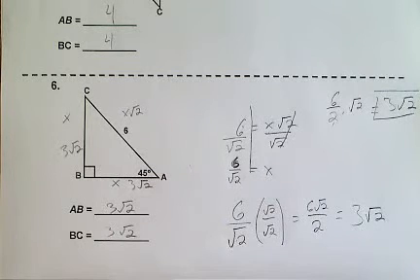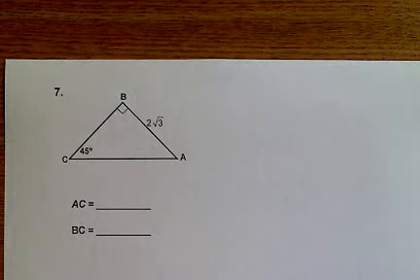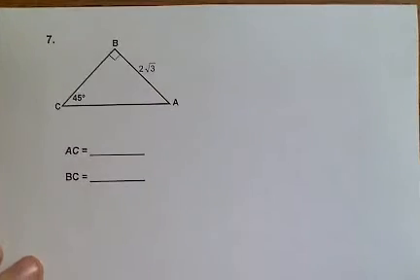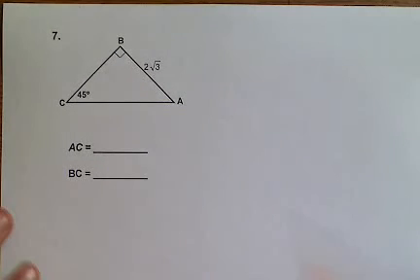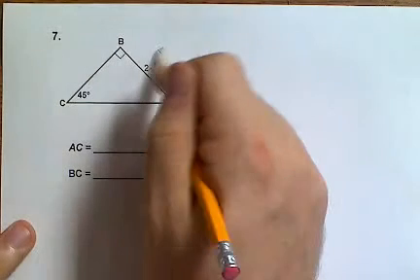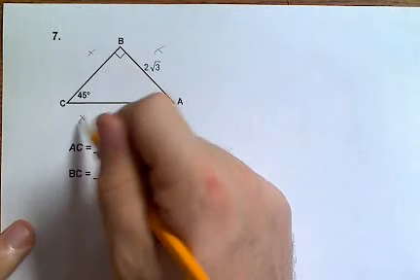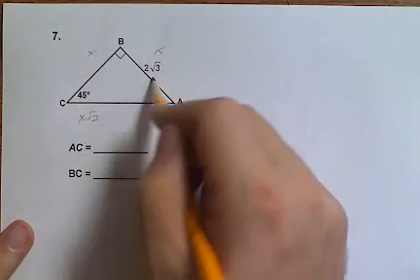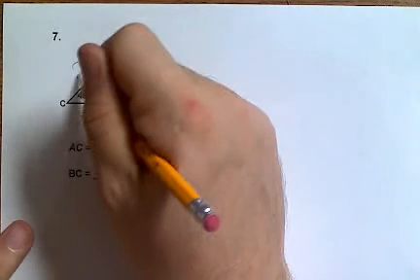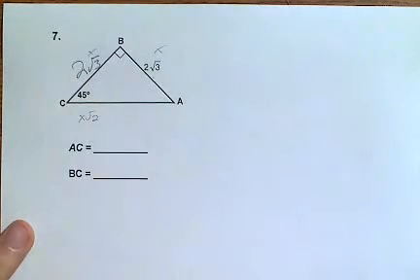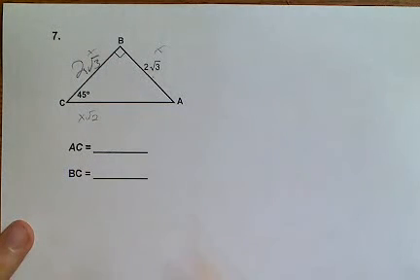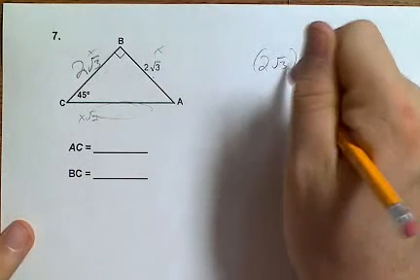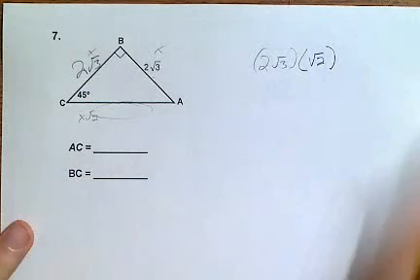Let's go ahead and take a look at another example. This is our last example. We're talking about number 7. Well, we have x, x, and x on the square root of 2. Well, if this is 2 on the square root of 3, that means this is also 2 on the square root of 3. Now, I need to figure out what this side is. Well, it's going to be 2 on the square root of 3 times the square root of 2.